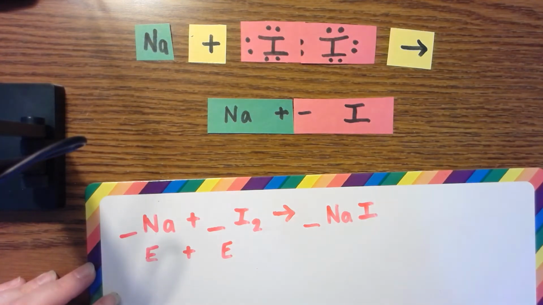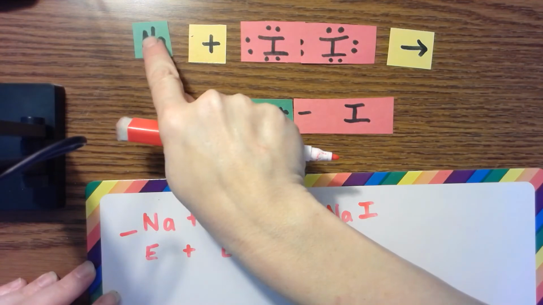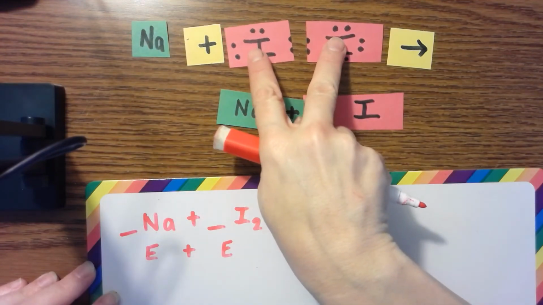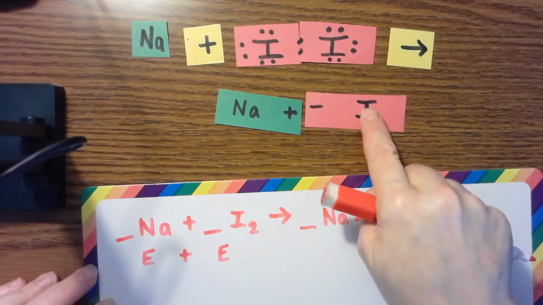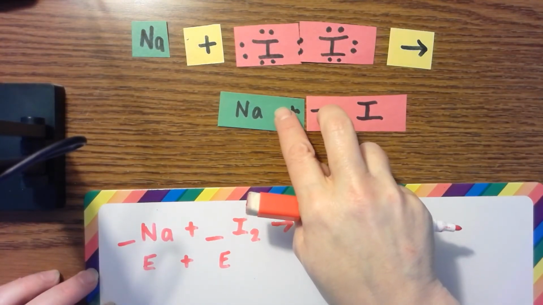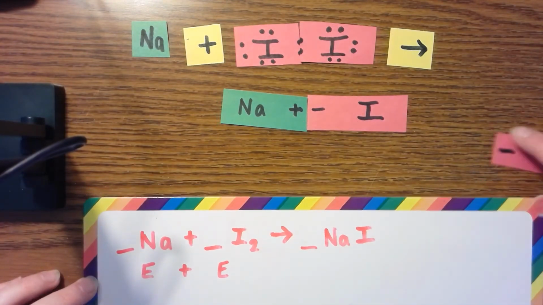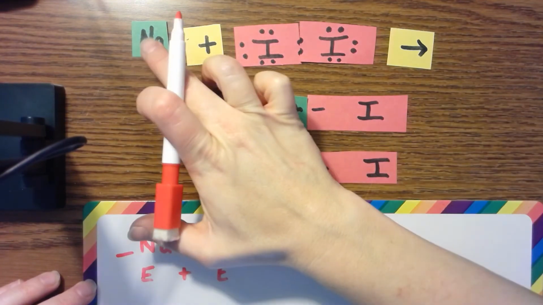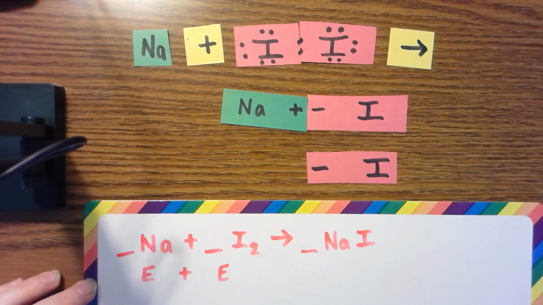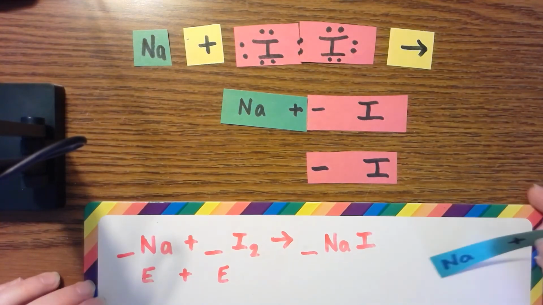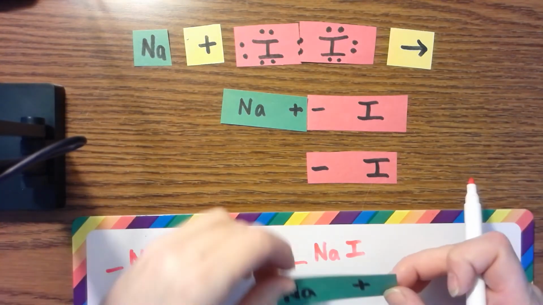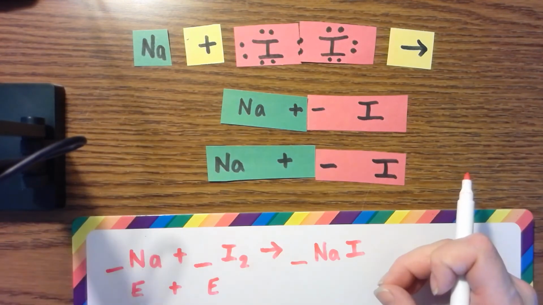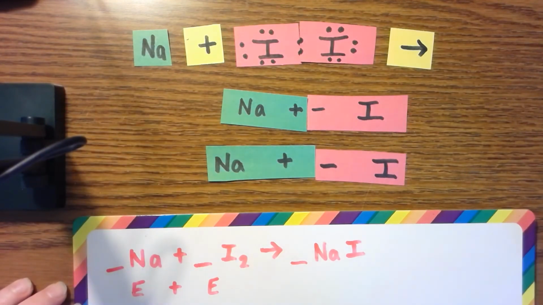Now we have to balance the equation. So we have one green one on this side, one green one on this side. But here we have two red ones and only one red one here. So that means I need to add another I minus on the product side. But we know from our balancing equations lesson on the board that we can't just add a single atom like that if it's part of a compound. So we have to add a whole other compound here. Okay, so that has fixed the iodine problem.